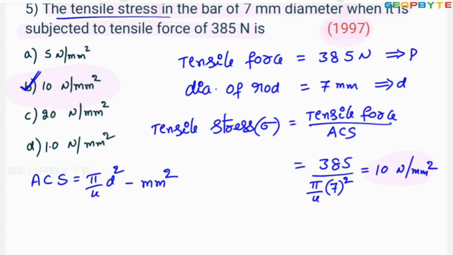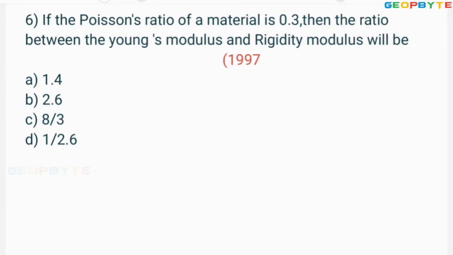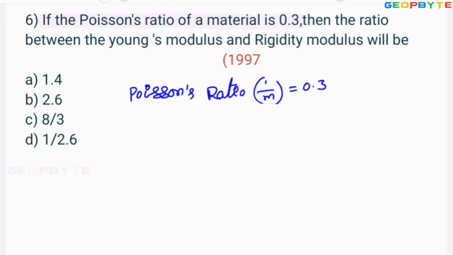Let us go for the next problem. Look at the sixth problem. If the Poisson's ratio of a material is 0.3, Poisson's ratio may be denoted by 1 by m equal to 0.3. Then the ratio between the Young's modulus and the rigidity modulus. You know, Young's modulus is E, rigidity modulus is G. E by G equals how much?